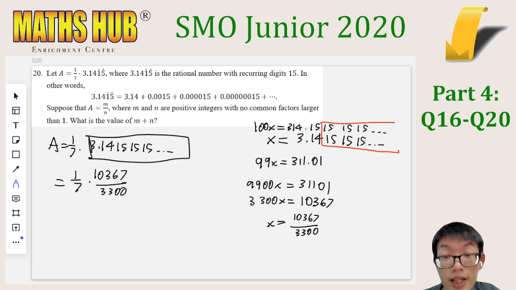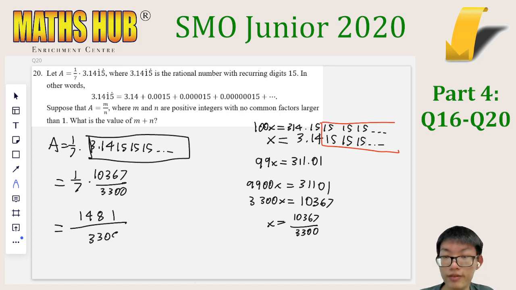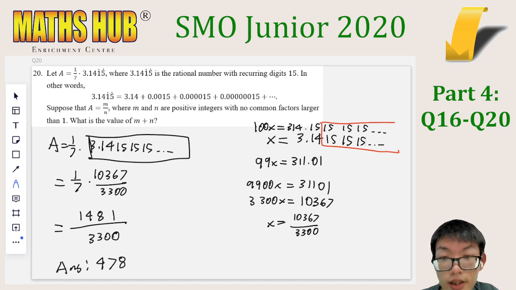10367 is actually divisible by 7. It is equal to 1481, and this would be our final fraction. So 1481 over 3300, and so the answer is 4781.